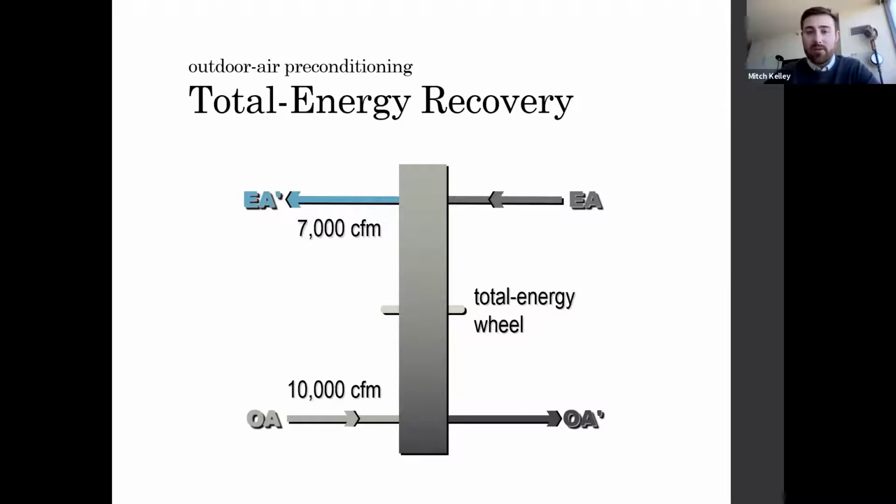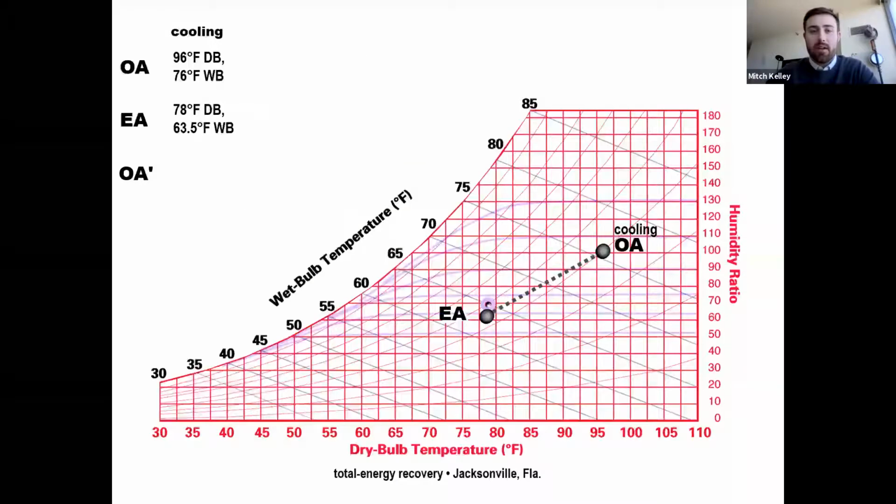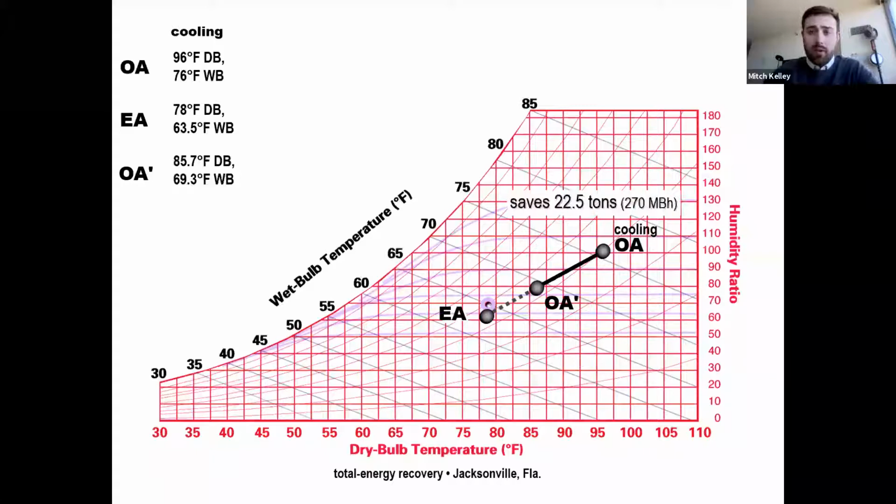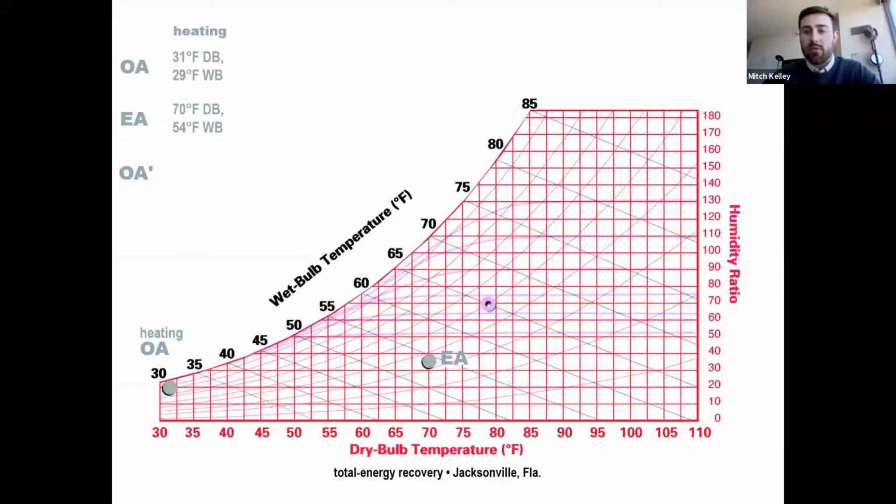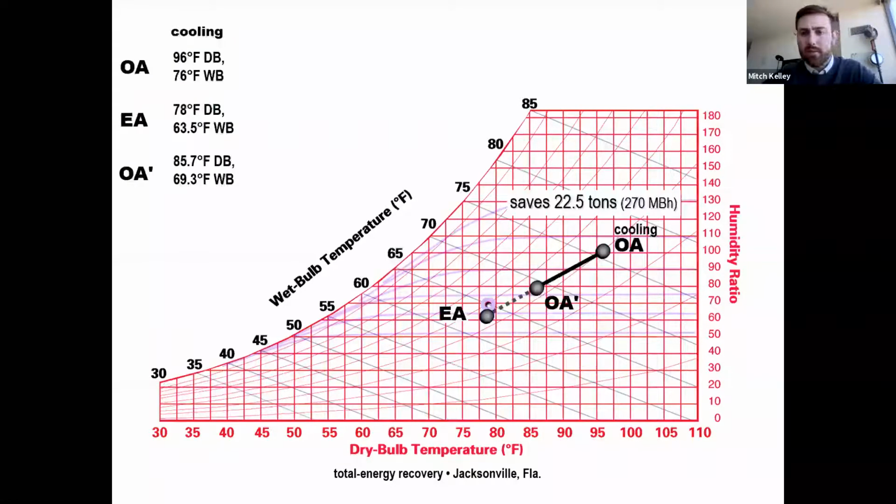So again, let's look at how this looks on a psychrometric chart. Now, you need to use a wheel selection program for this, but when you use a wheel selection program, you can see that at cooling design conditions in Jacksonville, the wheel cools and dehumidifies the air to about 86 dry bulb and 69 wet bulb. Both sensible heat and moisture are transferred to the exhaust air, resulting in about 22.5 tons reduction in cooling load in this case. Again, this lowers operating costs and allows the cooling plant to be downsized.